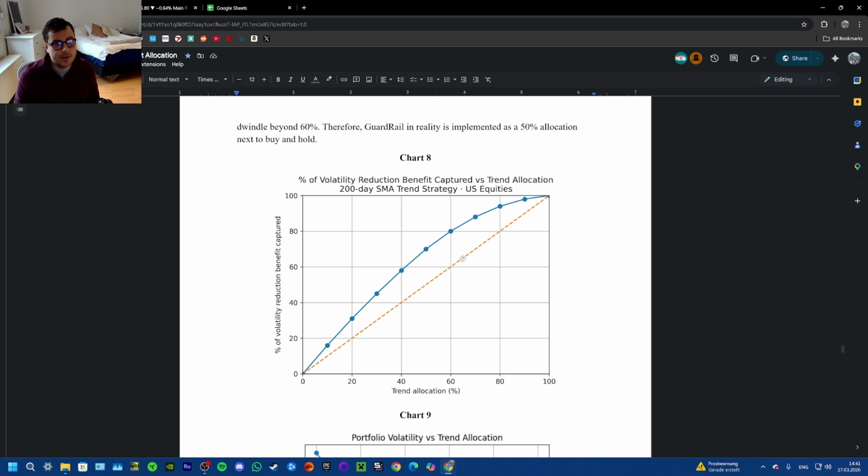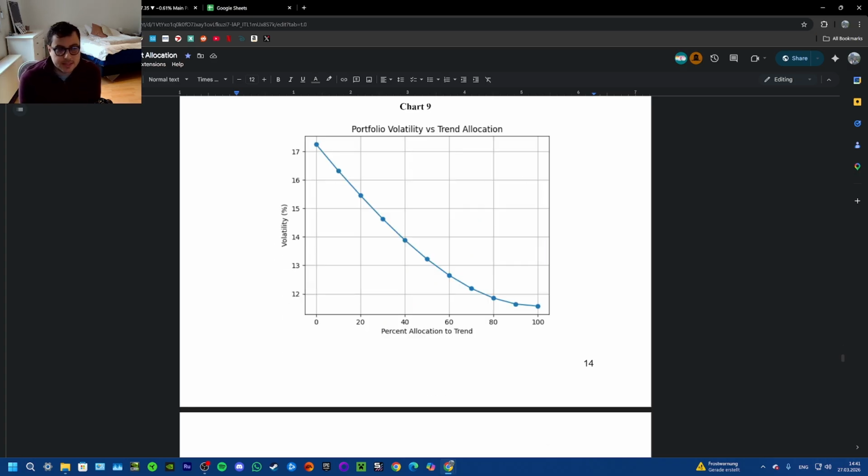And you can see that going from, for example, 80% trend up to 100% trend, you only are going from like 90 something percent to 100% of the benefit. So it has diminishing returns. And the point at which it starts to diminish is about 50%. This is another way to visualize that. The more you allocate to trend, the less benefit you're getting per increase.